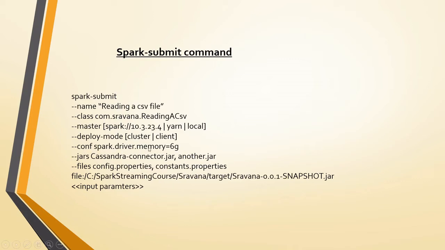So it takes a key value pair separated by equal to, this is the key and this is the value. And next one is jars. So here you can pass any dependent jars, like for example the Cassandra connector or any other. If you have any other jars, for example your utilities will be in some other jar.